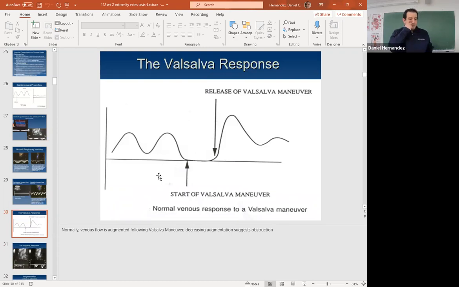So Valsalva response. So in normal venous flow with our Valsalva response, we should have a cessation or a pausing of venous flow. And then upon release of that Valsalva, we should actually see an augmentation. So we should get a momentary period of increased forward flow and then return back to our normal phasicity.